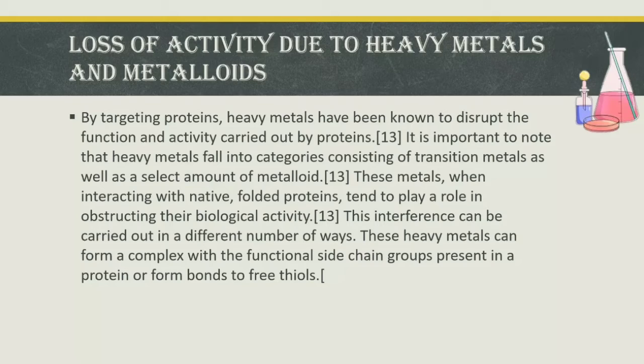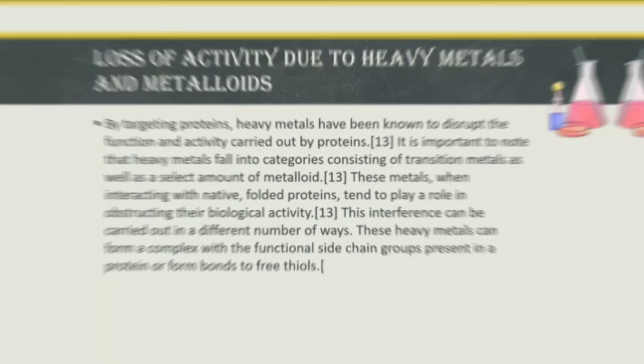These heavy metals can form a complex with the functional side chain groups present in a protein or form bonds to free thiols. Heavy metals also play a role in oxidizing amino acid side chains present in a protein. Along with this, when interacting with metalloproteins, heavy metals can dislocate and replace key metal ions. As a result, heavy metals can interfere with folded proteins, which can strongly deter protein stability and activity.